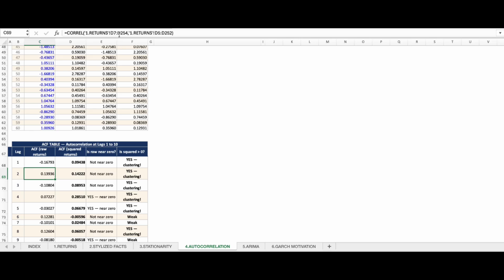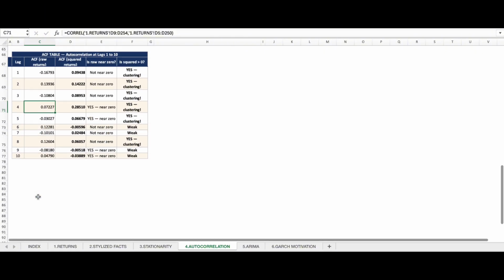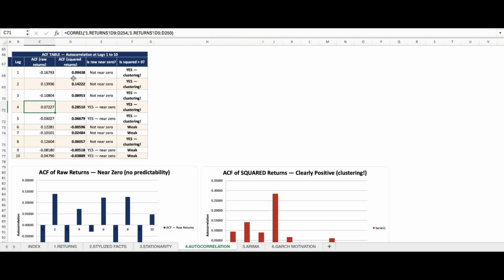For lag 2, you shift by 2 rows, and then so on. This is the entire ACF calculation. Just a correlation formula with a shifted range. And this is what happens under the hood in your Python functions for autocorrelation. And that's why I like doing all this in Excel, because it actually shows you how it all functions under the hood.